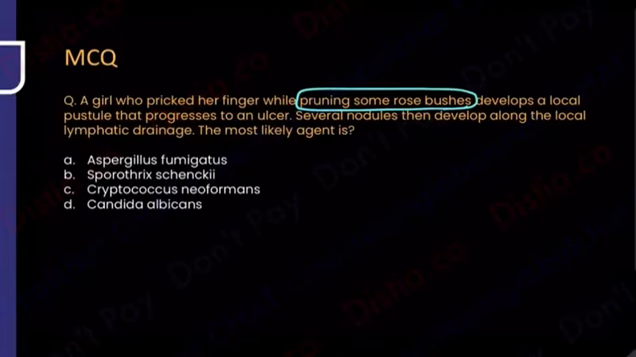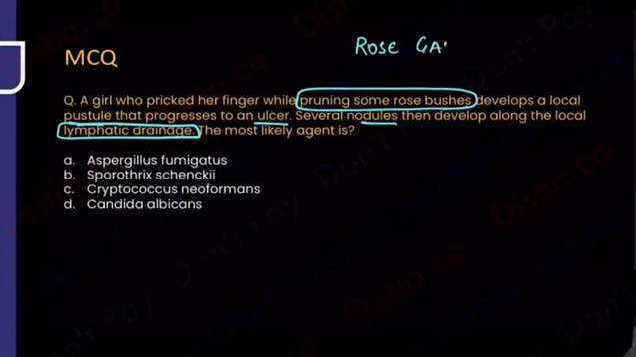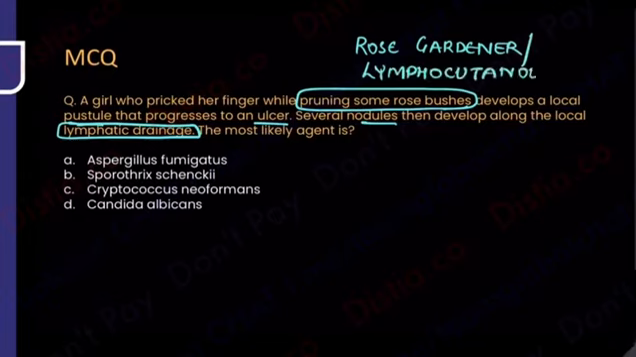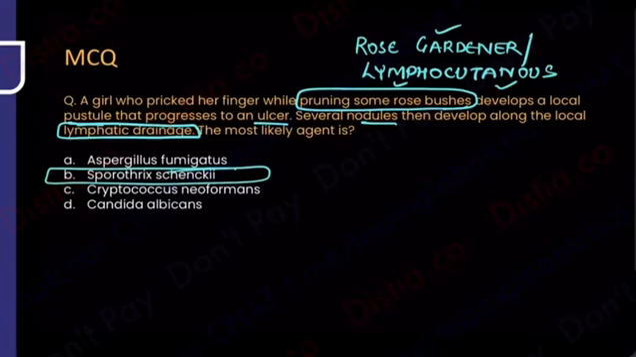She develops a local pustule that progresses into an ulcer and several nodules that develop along the local lymphatic drainage. So first, I told you there is something called the rose gardener's disease, and the method of spreading of that rose gardener's disease was lymphocutaneous, and all of that is mentioned so beautifully over here. So we've got the cutaneous involvement, we've got the lymphatic involvement, we've got the garden history, the good life. Garden history, good life means I'm talking about Sporothrix schenckii.